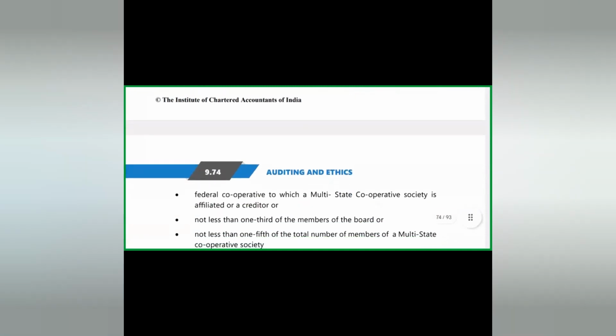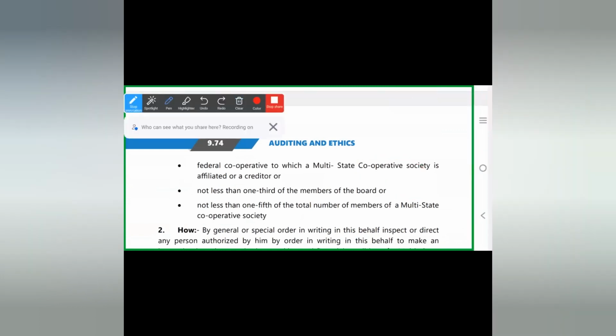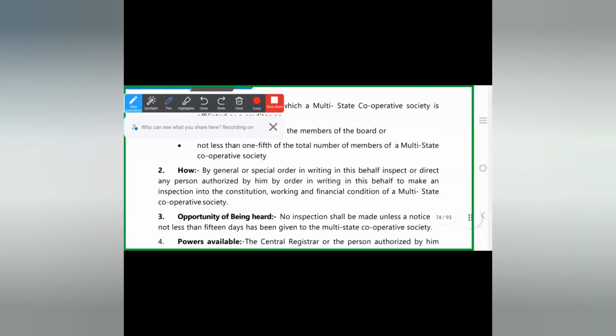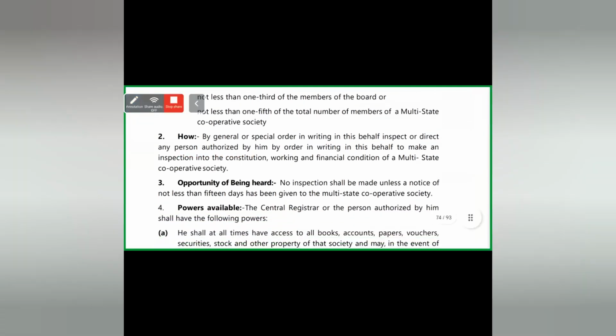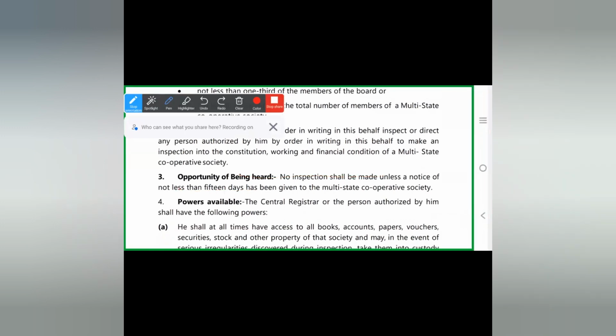Again, when the requests are from these three persons, that is the federal cooperative society, not less than 1/3 of the members of the board, or not less than 1/5 of the total number of members, then by a general or special order in writing in this behalf, any authorized person can inspect into the constitution, working and financial condition. Again, opportunity of being heard, of 15 days, is given here.